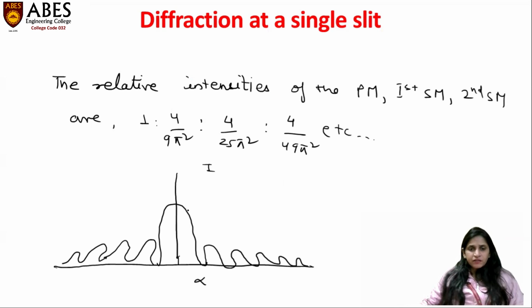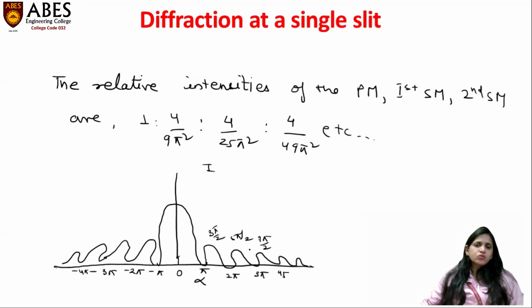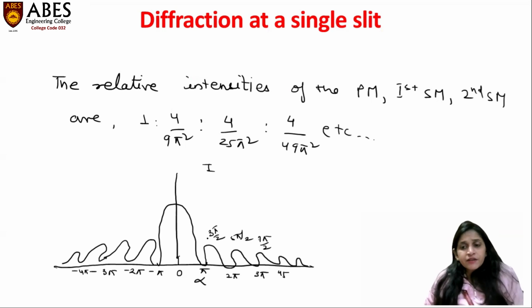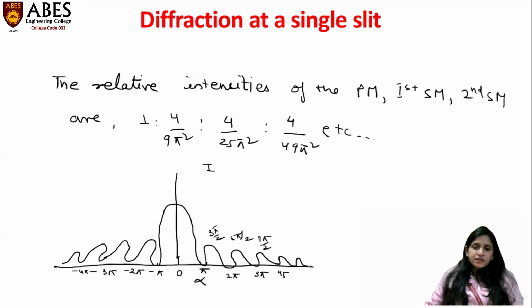So now we have found out the alpha value for central maxima, that is 0. Then we also know that this is pi, 2 pi, the values of minima, because the value of minima is alpha equals plus minus n pi. 3 pi, 4 pi, this side it is minus pi, minus 2 pi, minus 3 pi, minus 4 pi. And the values of secondary maximas of alpha are 3 pi by 2, 5 pi by 2, 7 pi by 2, and so on. So this is the intensity graph, and practically also we have seen that in the lab.